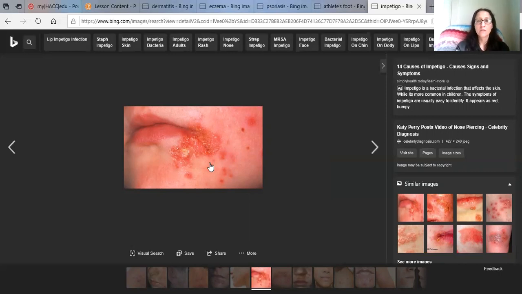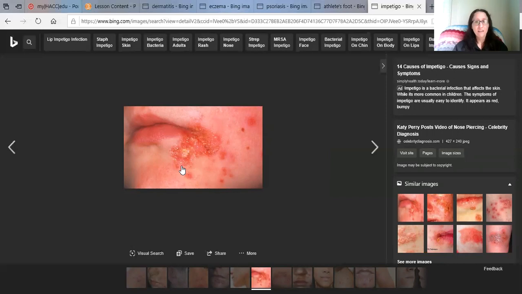Basically what happens in impetigo is you get these lesions that fill with fluid, and when they rupture, they form a very characteristic honey-colored crust. And I know it's difficult to see on this image, but this is like a yellowy kind of crust. It's honey-colored. It actually looks like they took honey and they slapped it on their face and let it dry there.